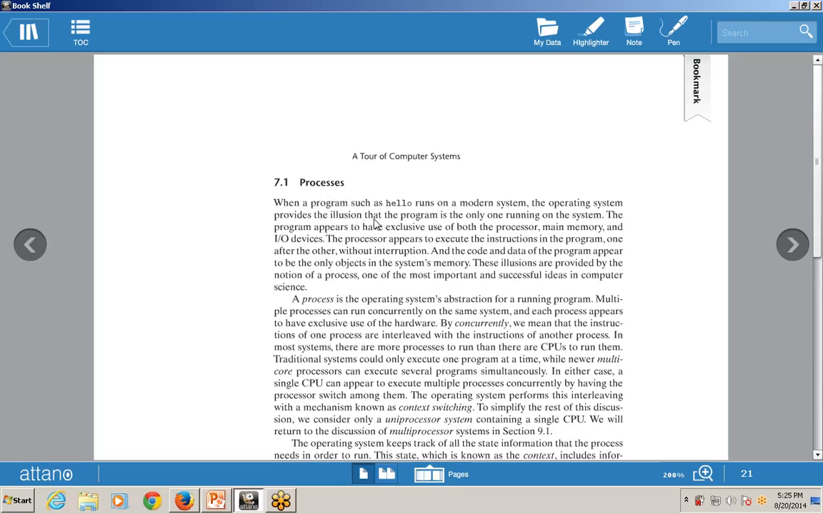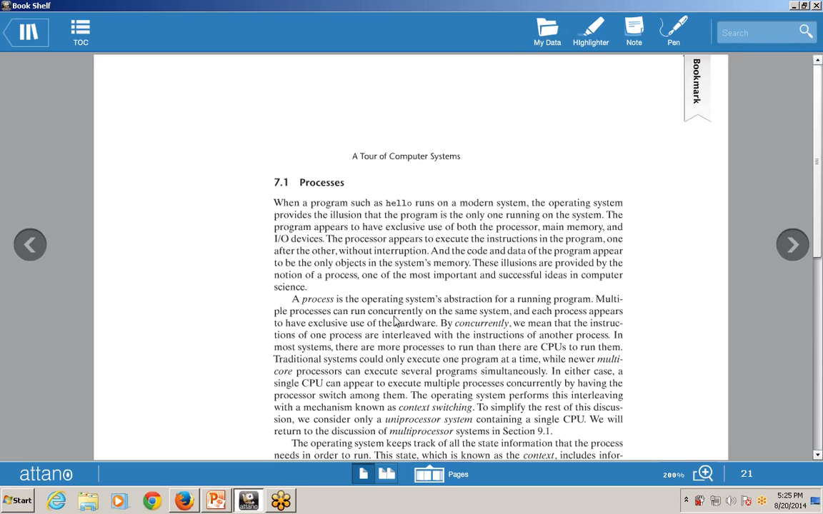Then we also talked about what is a process in a computer system. That means what are the processes that are available in a computer system. There are different processes that the CPU must execute. A process is nothing but a program in execution. So whenever a program is executed in a computer, that is known as a process. So a process is the operating system abstraction for a running program.